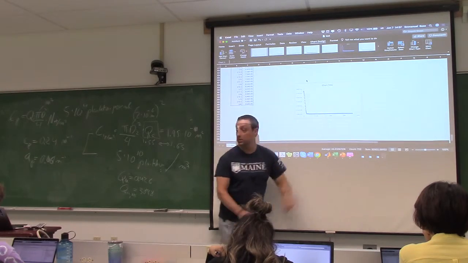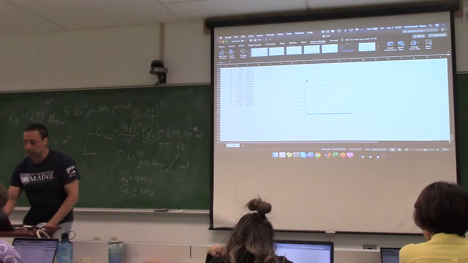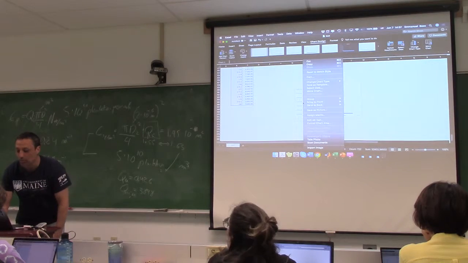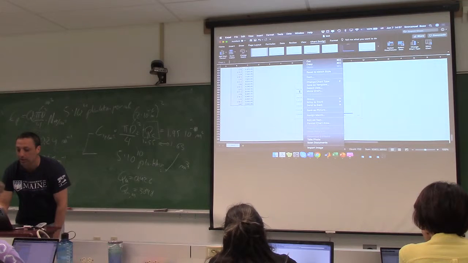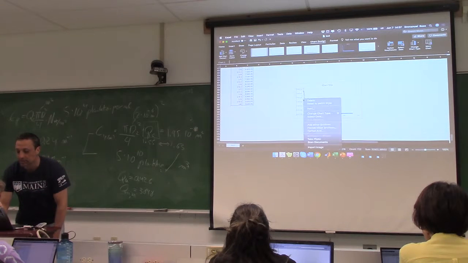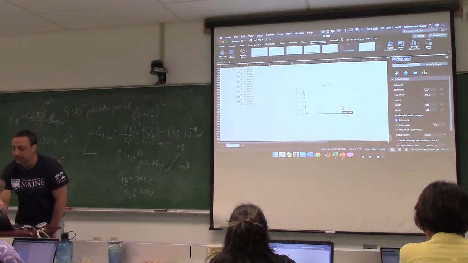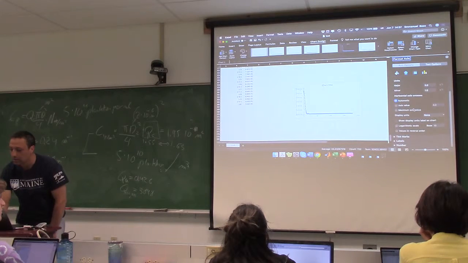And now, let's try to do it log-log, because we're going to see so much more on the log-log. Everything looks good on a log-log plot. How do I do that? It should be something properties. Format axis. I want logarithmic scale.